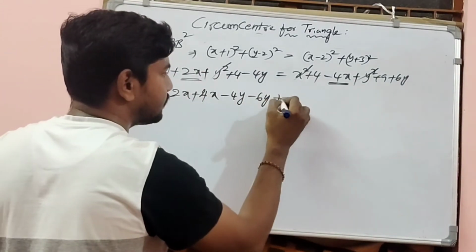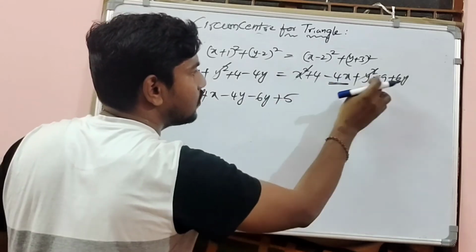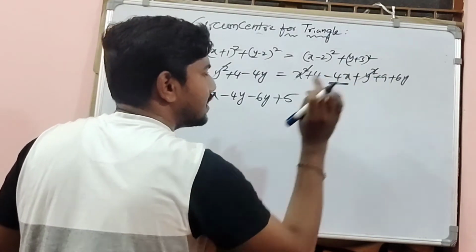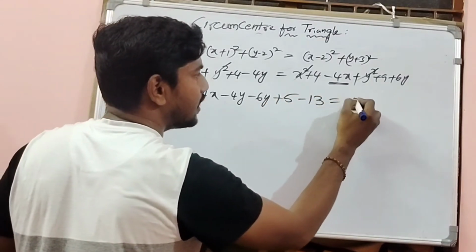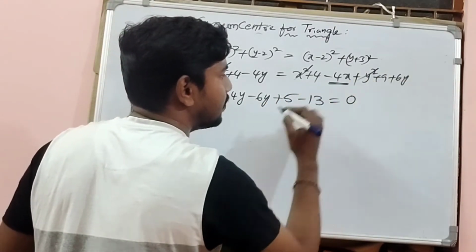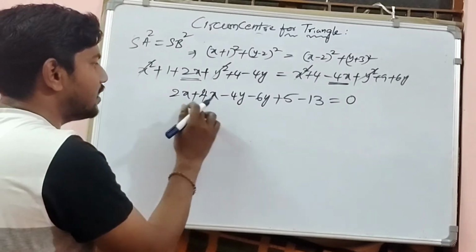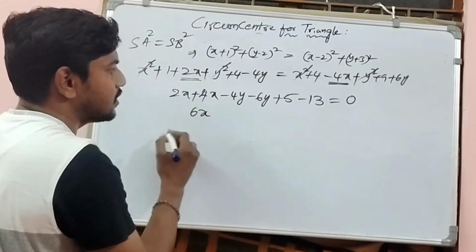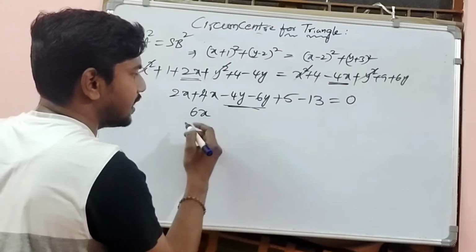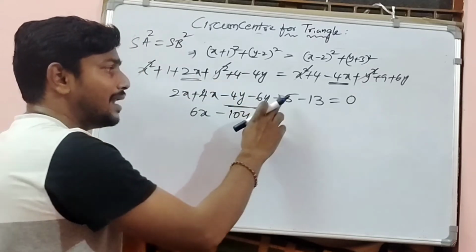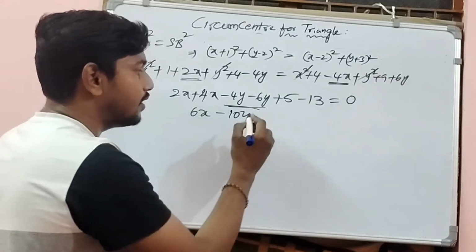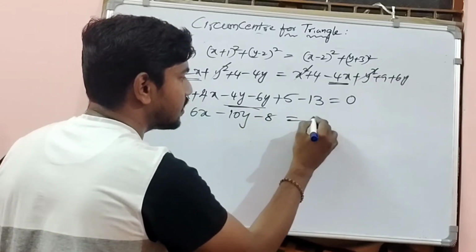Addition is 5. Next here we have two more constants, 4 plus 9, 13. It is positive. Send to this side it will be negative 13. So entirely nothing will be there in the right side, so it will become 0. So simplify this one. Addition of these two is 6 times of x, and if both have the same sign we should add. So minus 10y plus 5 minus 13. The difference is minus 8, is equal to 0.